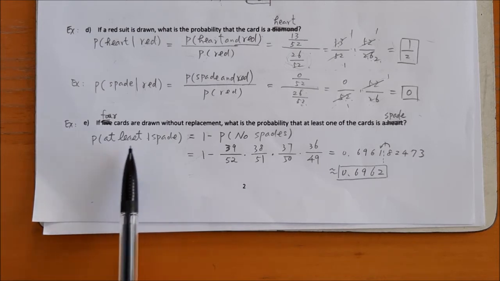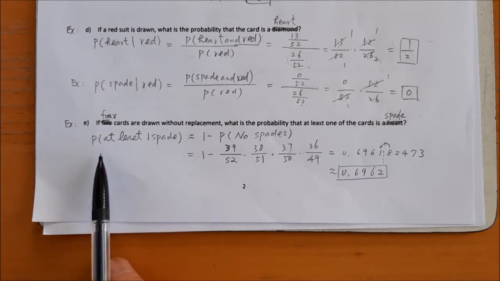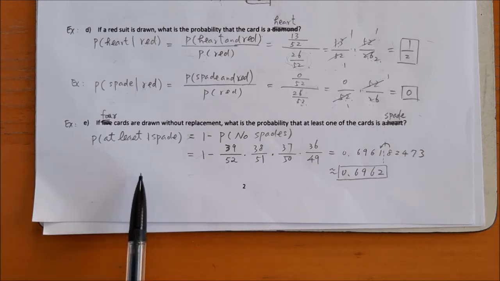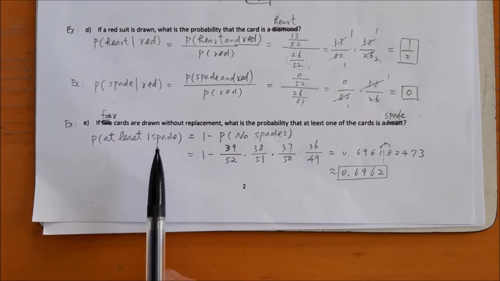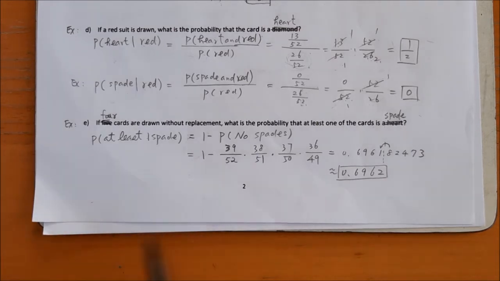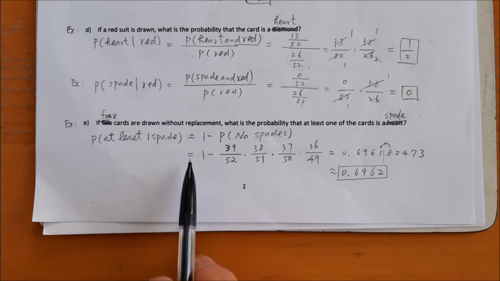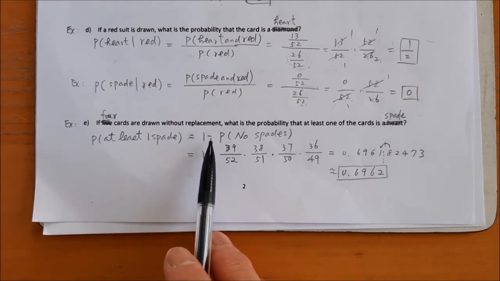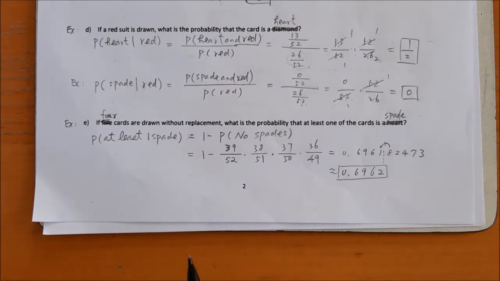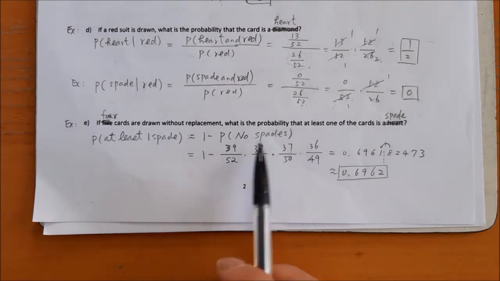Because you want the probability of 1 spade plus the probability of 2 spade cards plus the probability of 3 spade cards plus the probability of 4 spade cards, which equals the total of 100% minus the probability of no spade card. So then it is 1 minus no spade card.